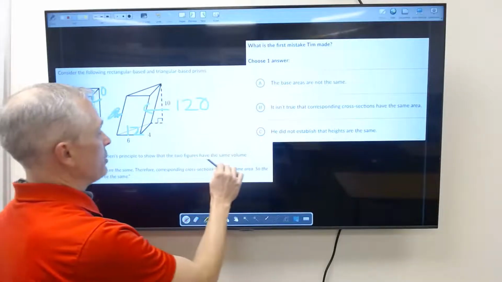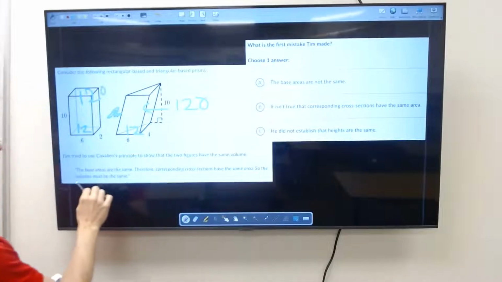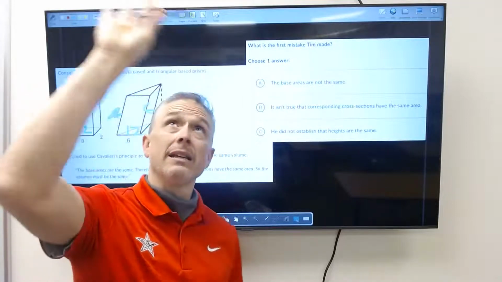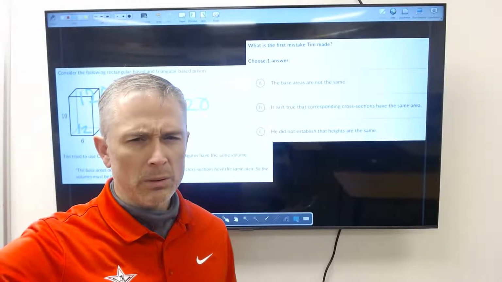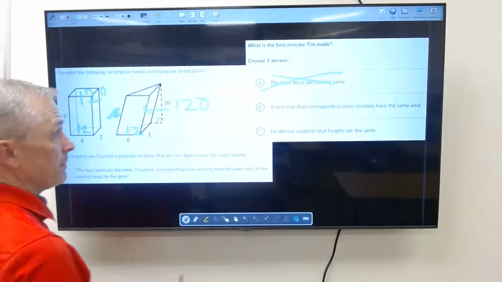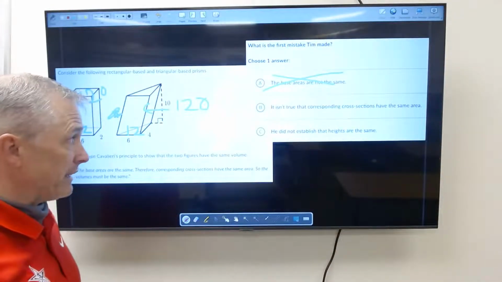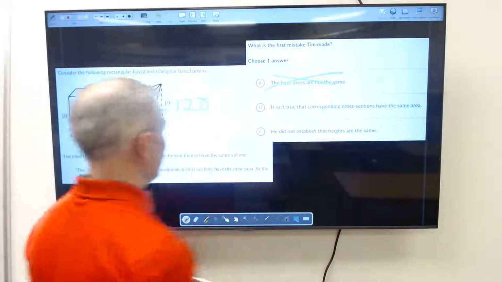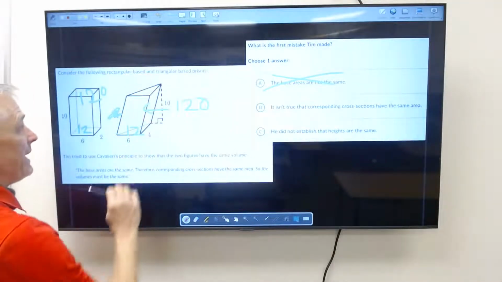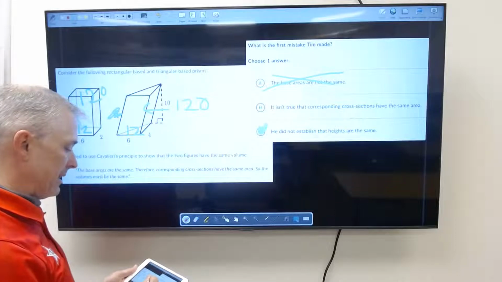So he tried to use Cavalieri's principle to show that they have the same volume. Base areas are the same, therefore corresponding cross sections have the same area, so the volumes must be the same. That's incomplete. That's like saying my ceiling is blue, so therefore the sky is blue. Anyway, the base areas are not the same. Not true. They are the same. It isn't true that corresponding cross sections have the same area. We don't know that specifically. He did not establish, however, that the heights are the same. If he had established the heights were the same, then we could have done that all the way up. I think he probably needs a little bit more, but this is the big part that's missing.